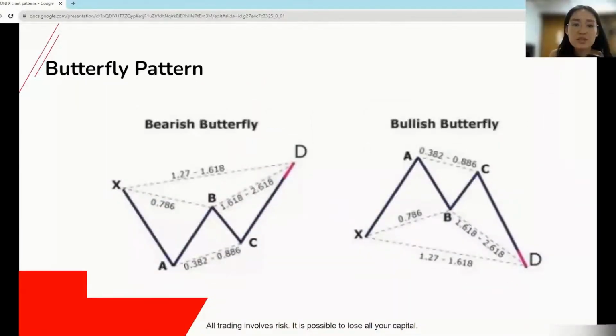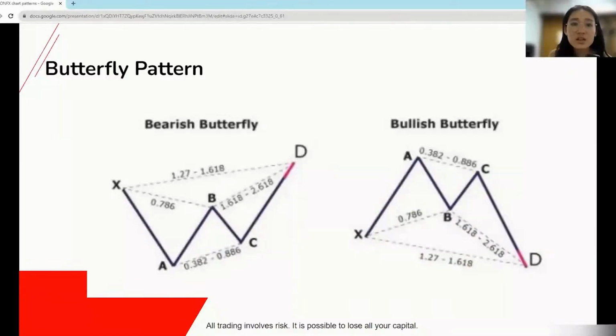Okay, butterfly patterns. So the butterfly pattern requires a retracement of the impulse leg XA by 78.6. Okay, you can take a look here. So I'm just going through the different types of patterns, but there are a lot of different types of patterns. You could probably Google it. But yeah, just going through the different kinds of chart patterns that you can see. Okay. But I think the most important ones are the ones that I talked about at the start. These are just more for your knowledge.